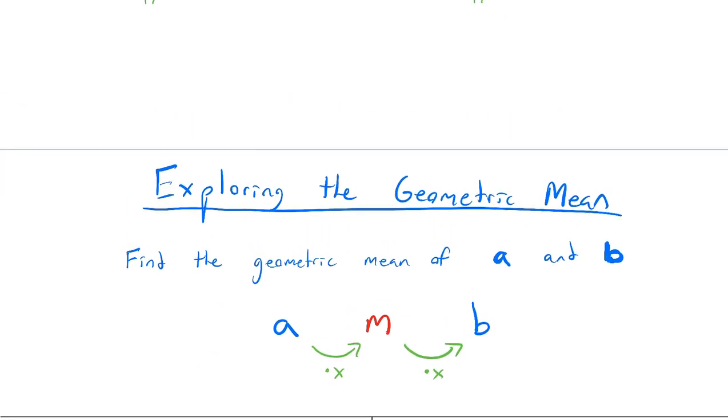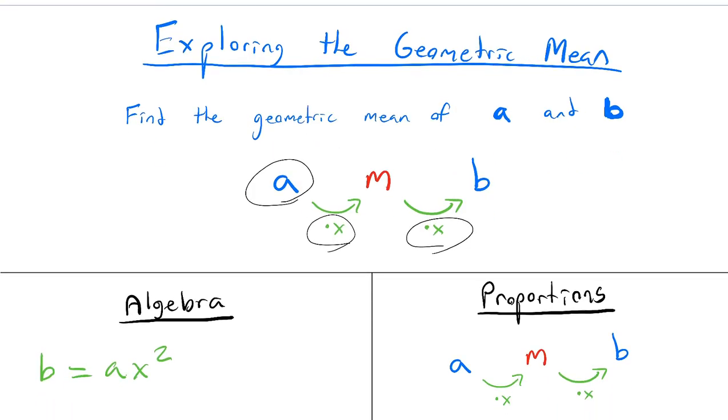Now, if that's all we knew, okay, so this red M in the middle is the geometric mean of A and B, we can solve for it in terms of A and B. Now, we could do it in 2 different ways. So I'll do on the left in terms of algebra first. Well, if I start with A, and then I multiply by X, and multiply by X again, that just means B is A times X times X, or A X squared.